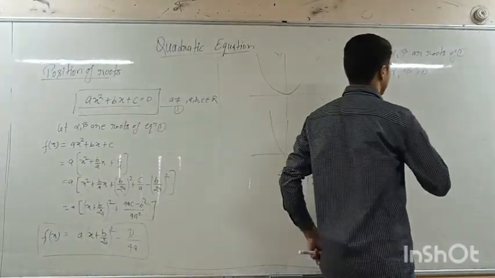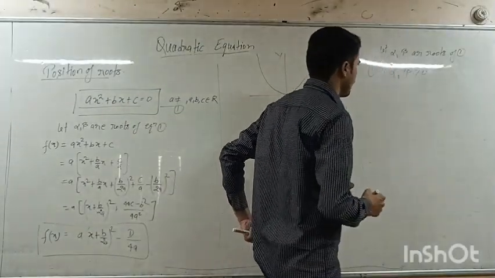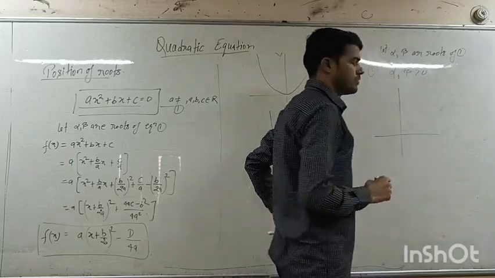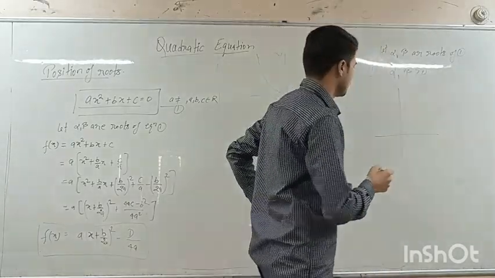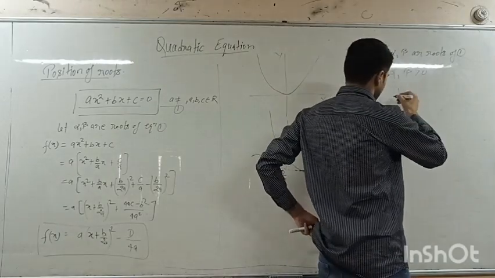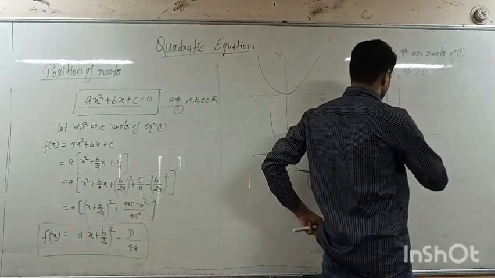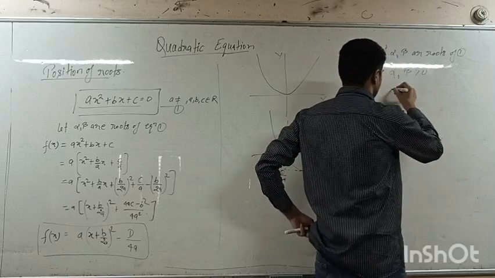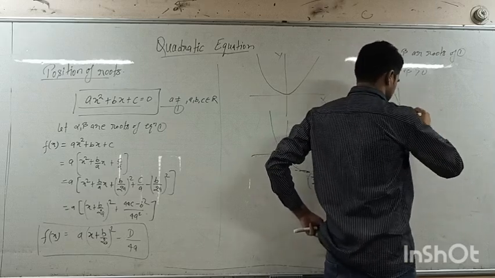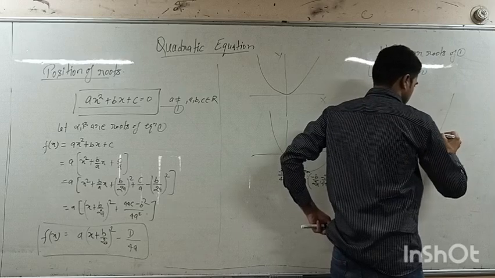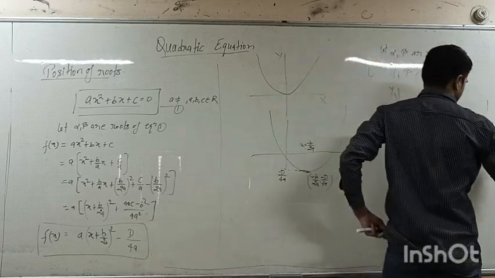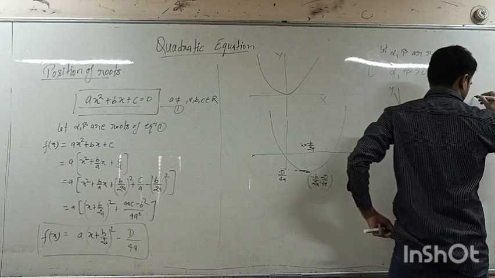So if alpha and beta are greater than 0, how can the graph of the quadratic equation be? It can be like that, this is the x, y plane. So this can be like that. Or this can be like that.